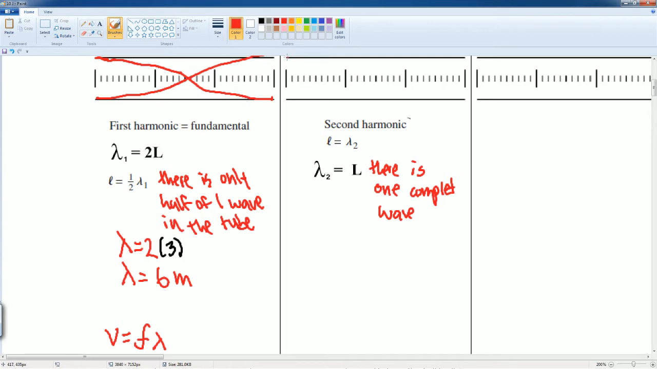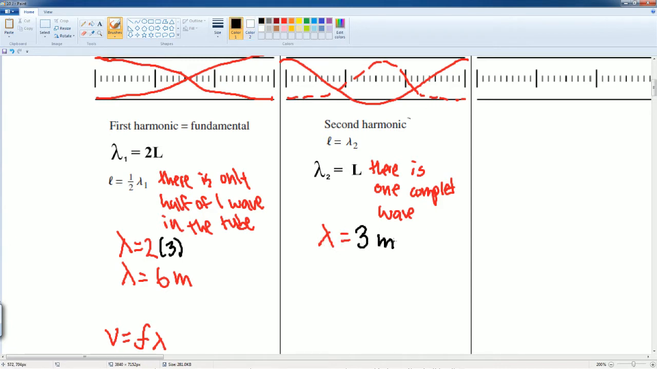So if one full wave would look like this, and this is a cosine. That's a cosine wave, right? It shouldn't go out of the tube. I try to draw it the best I can. Okay, and the other end would look like this. All right, so here lambda just is equal to 3 meters.